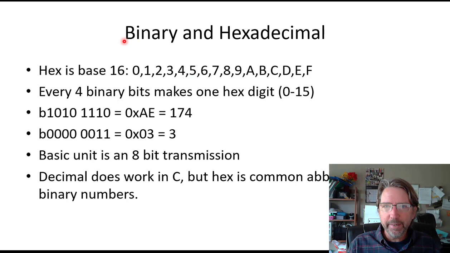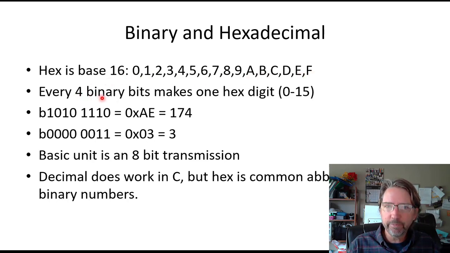So binary, because we're using electrical signals on-off, really defaults to binary. Binary takes a lot of space. In order to type a binary number, you have to put all of those bits in. Hexadecimal is base 16. So the digits go 0, 1, 2, 3 through 9, and then A is 10, 11, 12, 13, 14, 15. So base 16 needs characters for 0 through 15, just like base 10 has numbers for 0 through 9.